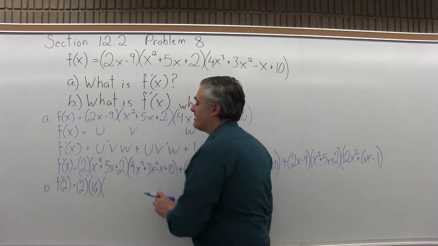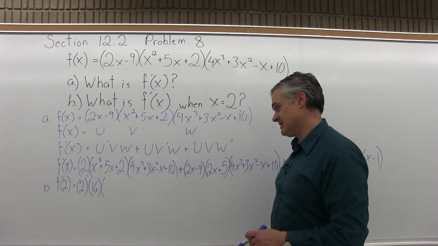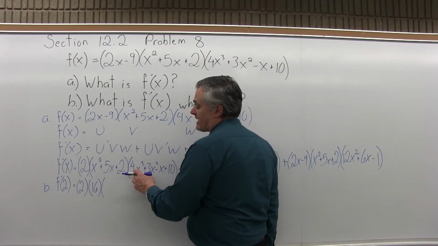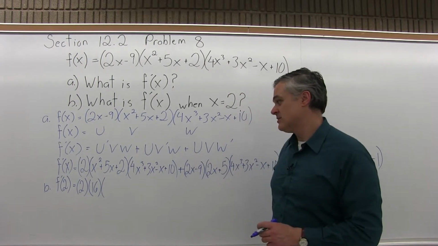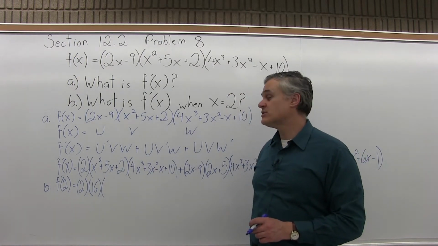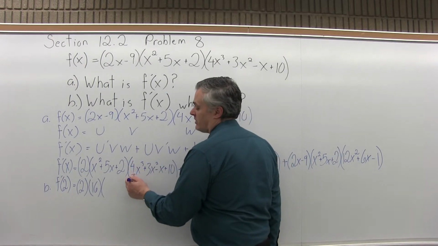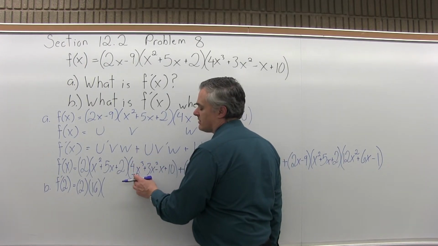And then it's going to be times this last set of parentheses. So it's 4x cubed. So x cubed becomes 2 cubed. 2 cubed is 2 times 2 times 2, which is 8. 8 times the 4 in front will be 32. Let me just write it underneath a little bit.